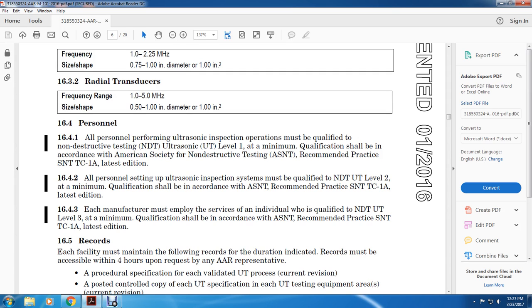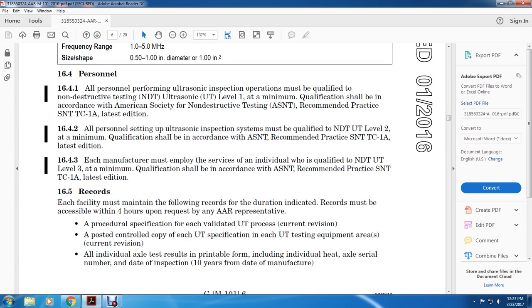All personnel setting up ultrasonic inspection testing systems must be qualified in non-destructive testing, ultrasonic testing Level 2 minimum. Qualification shall be in accordance with the American Society for Non-Destructive Testing recommended practice SNT-TC-1A, latest edition. Each manufacturer must employ the services of an individual qualified in non-destructive testing, ultrasonic testing Level 3 minimum, in accordance with SNT-TC-1A, latest edition.